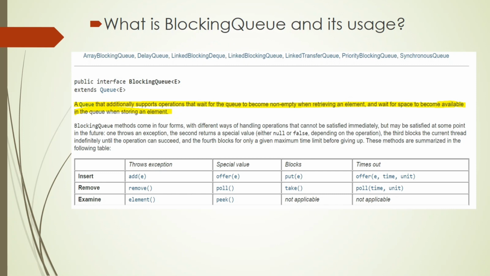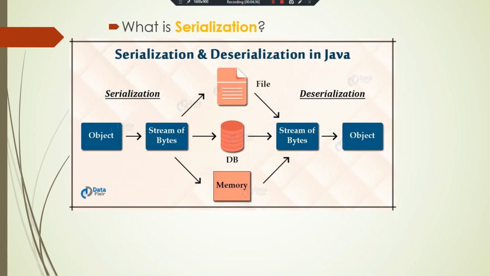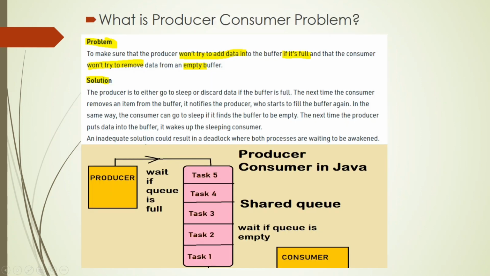Moving to the next question. What is the producer consumer problem? This is a very interesting question. The producer consumer problem happens mostly in multi-threading. The problem is similar to the previous question.